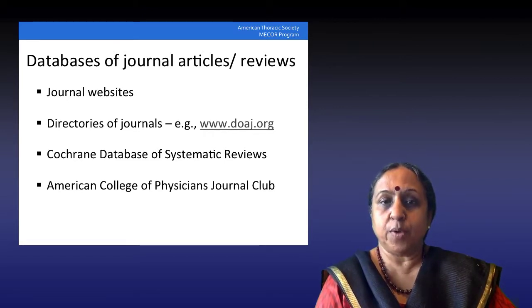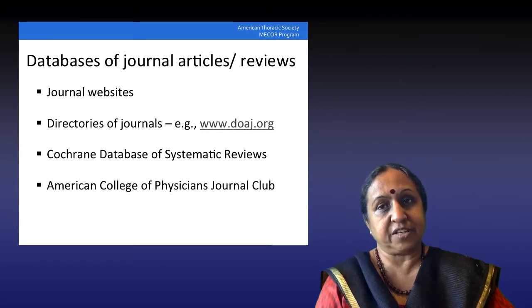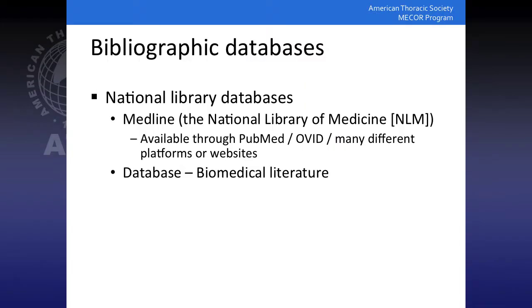You have journal websites, that is the independent, say CHEST or American Journal of Medicine and so on. You have directories of journals. So DOAJ, Directory of Open Access Journals, is a directory of journals and their articles. The Cochrane Database of Systematic Reviews is a database of systematic reviews. The ACP Journal Club is again a database of specific articles.